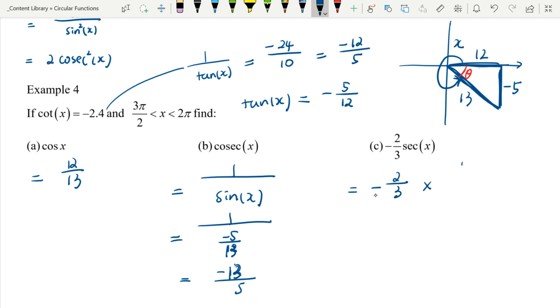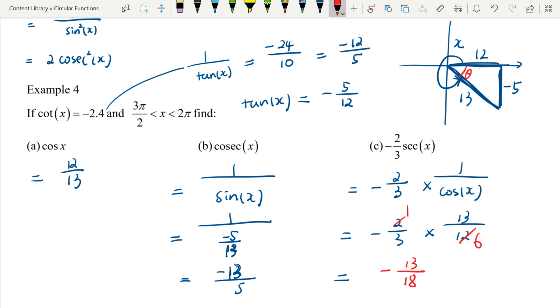And then sec is 1 over cosine. Cosine is 12 over 13 positive, and 1 over that is 13 over 12. It's positive for this one. Yeah, so remember how to draw this triangle in the Cartesian plane because we use that a lot later, when we talk about the inverse ones. It's a very important thing here.